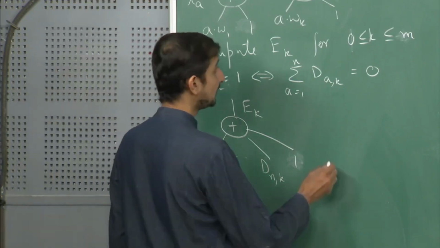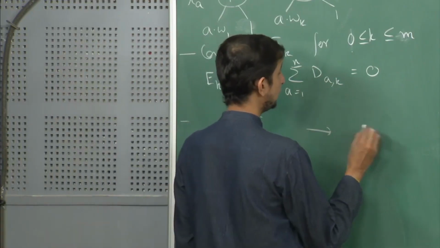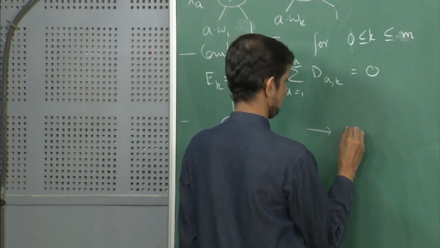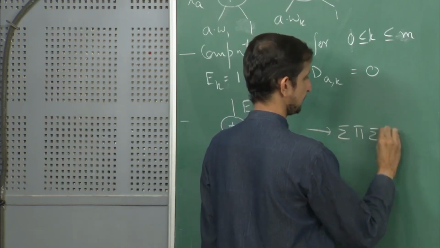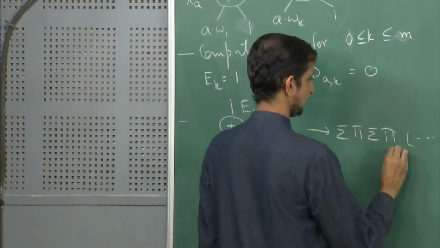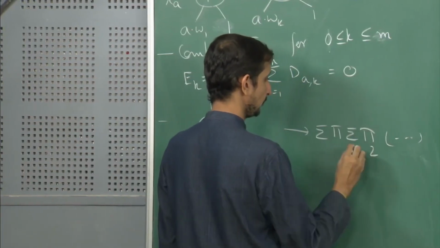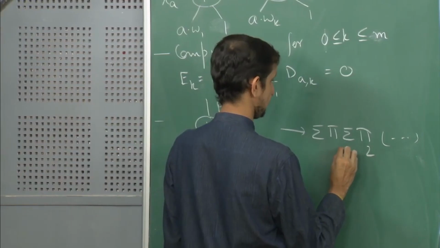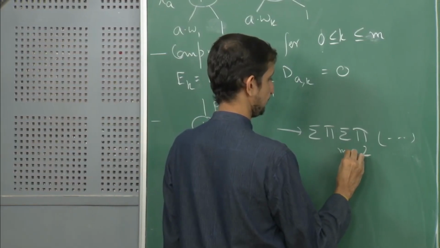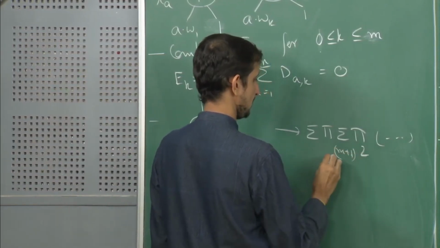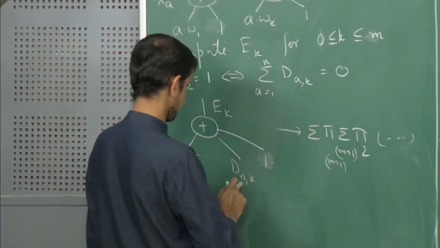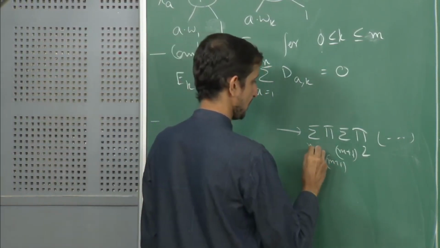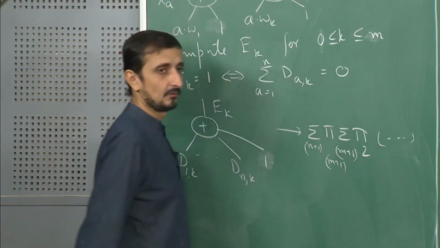So now, after this, what we get is a sigma pi circuit. Here I have 2, here I will have m plus 1, m plus 1, and here I have n plus 1.